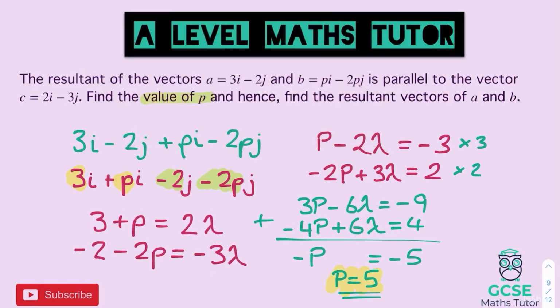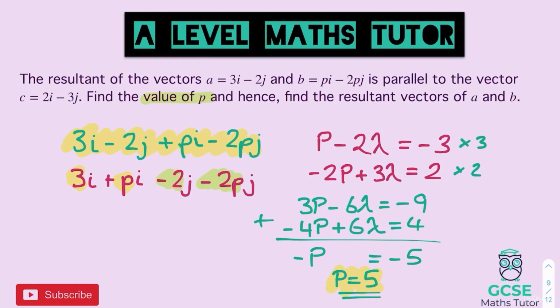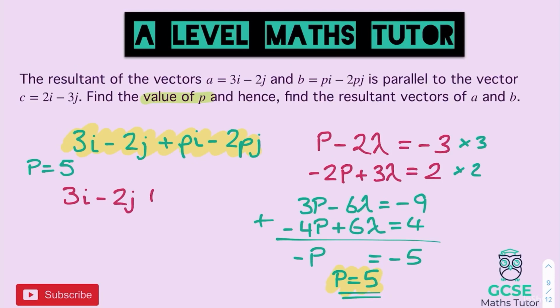So it says, and hence find the resultant vectors of a and b. Now, if we come back to our original resultant vector, which we put together up here right at the start, 3i minus 2j plus pi minus 2pj, we can actually sub our value p equals 5 into that and then find our resultant vector, what happens when we add them together. So if we get rid of some of this, let's write up here, p equals 5, and we'll substitute that into our vectors. So then we will have 3i minus 2j plus pi, p is 5, so 5i, and then minus 2pj, well 2p is 10, so that'd be minus 10j.